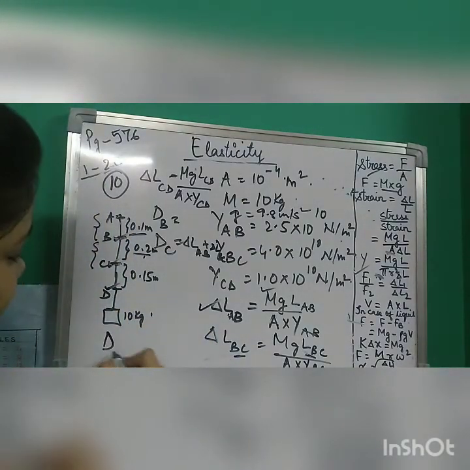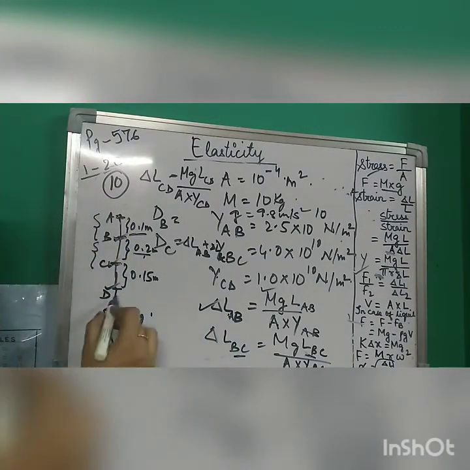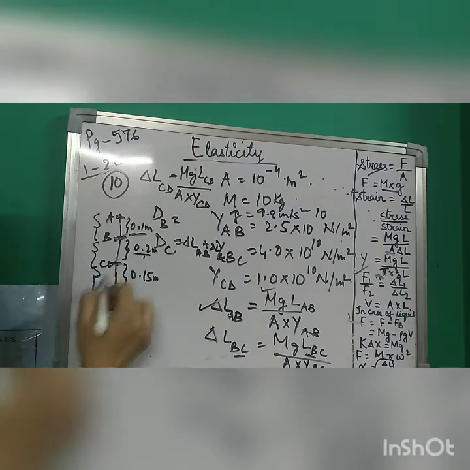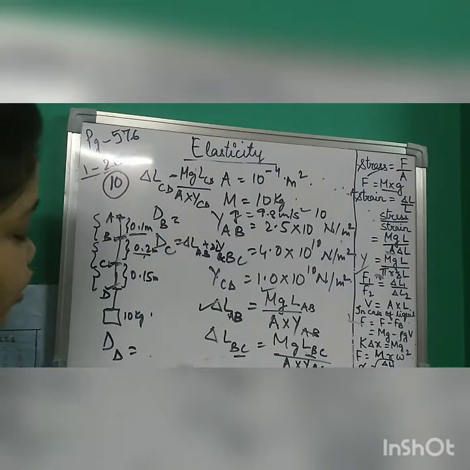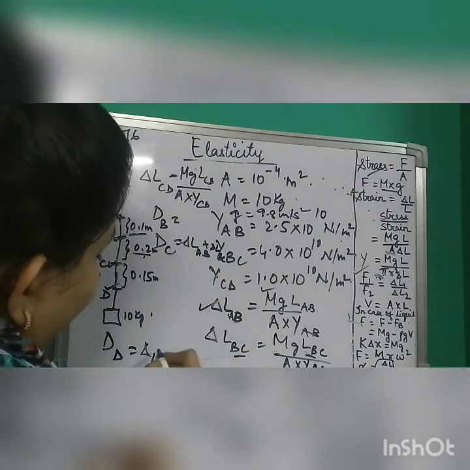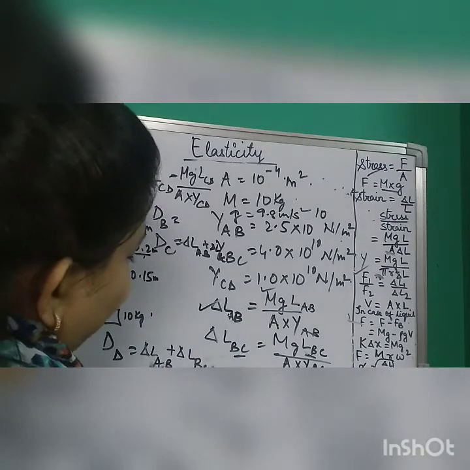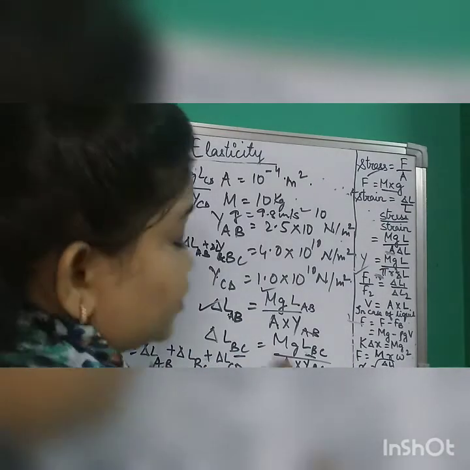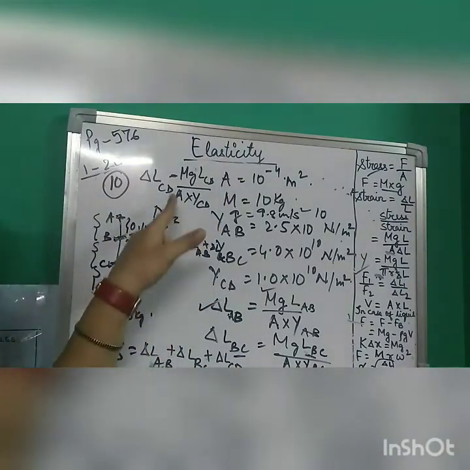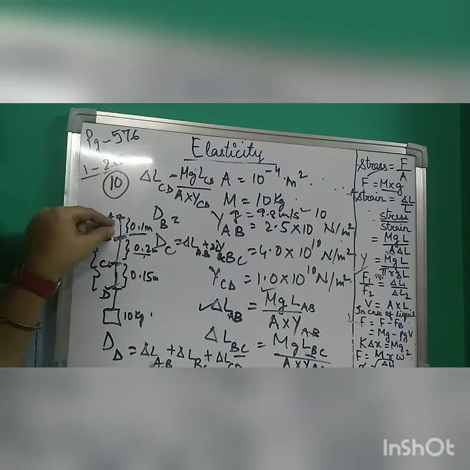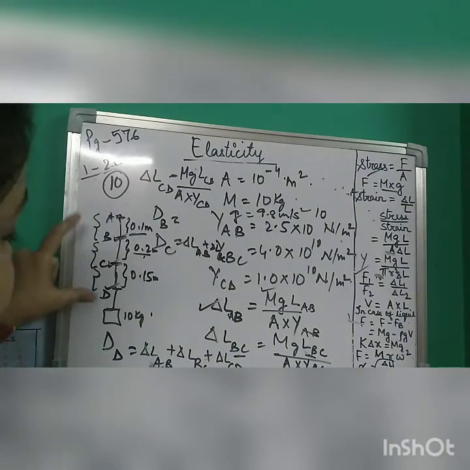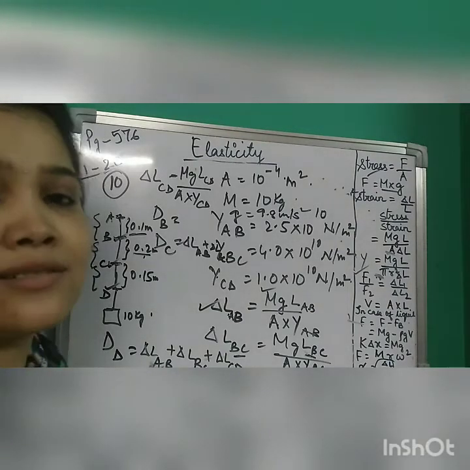Now, to find the displacement of D, you see D is the last point, which means the whole extension is included. That means you have to add delta L of AB plus delta L of BC plus delta L of CD. So remember, the displacement of B is the first point, so it is very easy. C is connected with A, so AB plus BC, and to find D, AB plus BC plus CD. So you do it and you get the displacement of B, C and D.